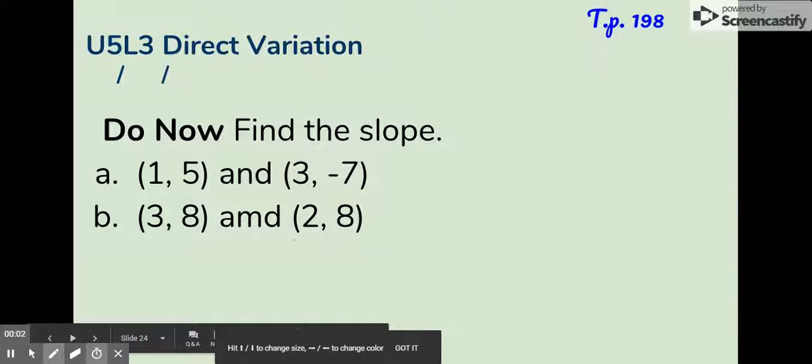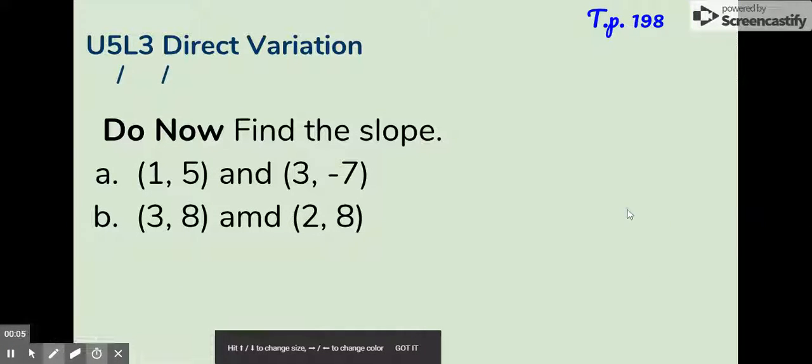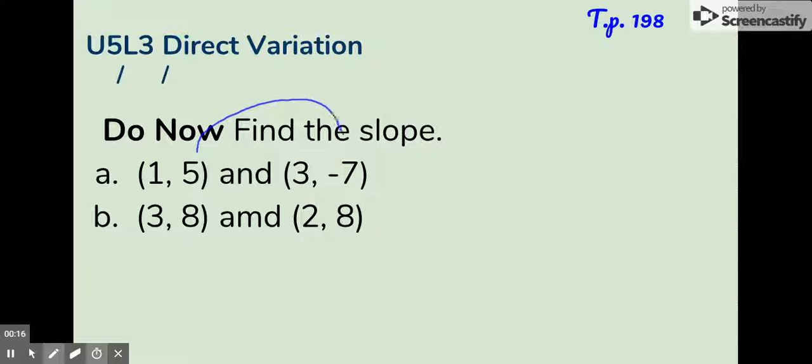Number one, let's find the slope. The definition of slope is you compare change in y to change in x. So from 5 to -7, is it increasing or decreasing? It is decreasing, so decrease by what? 5 to -7, it's decreased by -12.